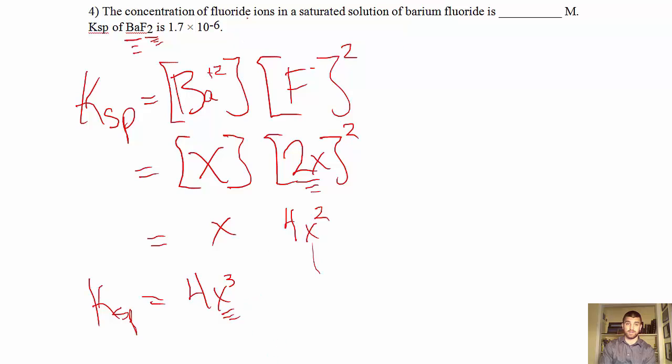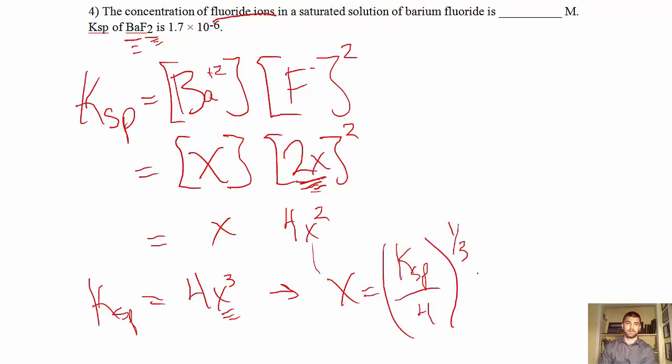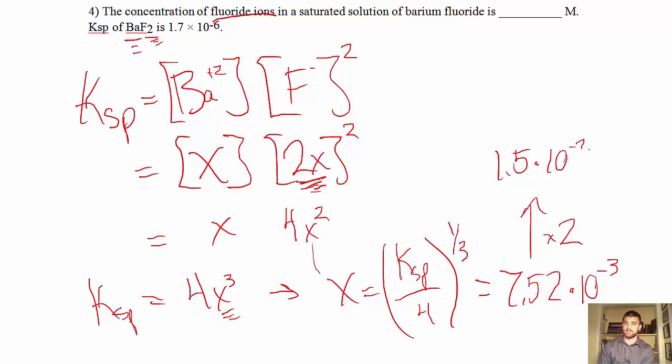So what we're trying to find is the molar solubility, which is X. Actually, we're not. We're trying to find the fluoride ion concentration. So we're trying to find 2X. So first step is to find X. So we do some algebra, and we get X equals KSP over 4 to the 1/3 power. And we get 7.52 times 10 to the minus 3. And now, well, that's X. I want 2X, so I got to times that by 2. And I get 1.5 times 10 to the minus 2 molar for the fluoride ion concentration, because the fluoride ion concentration is 2X, not just X. And so that is my final answer.